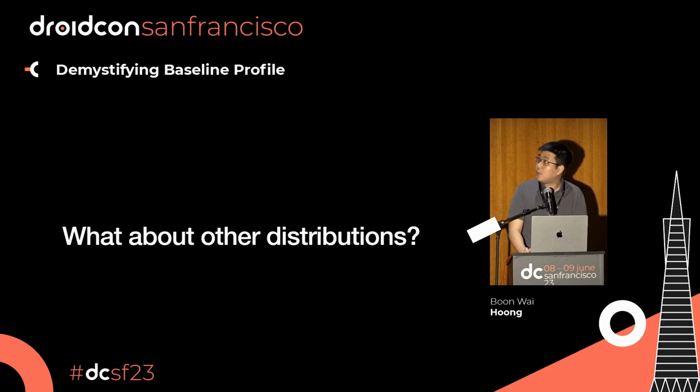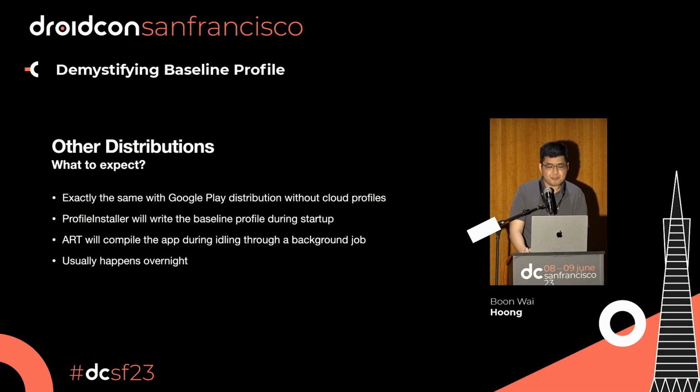Cool. So what about other distribution channels? For other distribution channels, it will behave exactly the same as Google Play distribution without cloud profiles. So it's a repeat of the slide again: profile installer will write the profile during startup. Android runtime will compile the app during idling through a background job, and it happens overnight as well. So with that in mind, you could figure out how behaviors will be and how this entire situation affects your app testing itself.